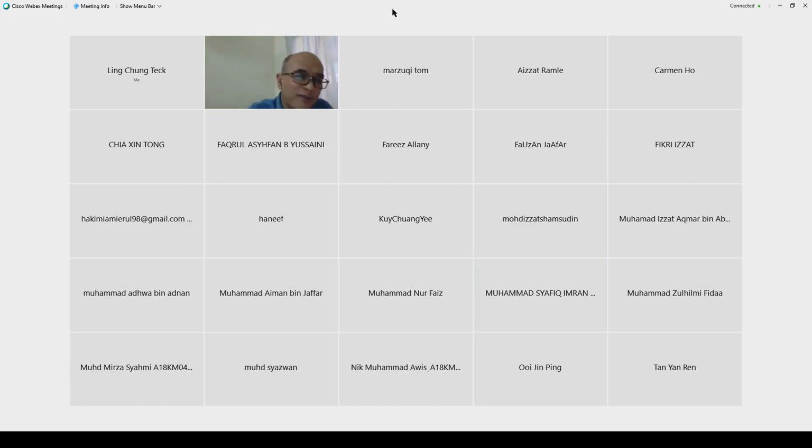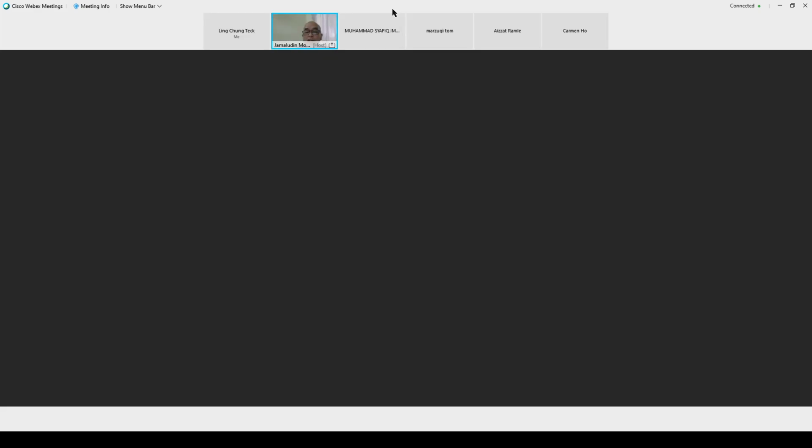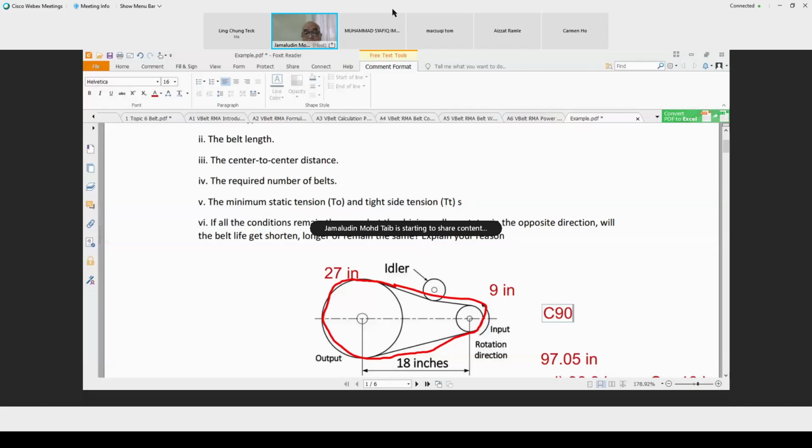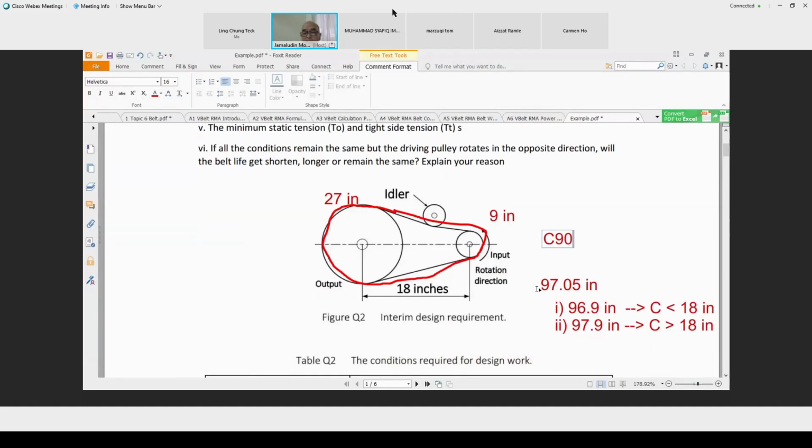If the center to center has to be fixed, the problem is that it depends. If you want it to be fixed, you have to play around with the pulley, besides, like I showed. If, for example, you want to fix this value because of the design constraint, what should you do? Because it's 97.05, it's very difficult. You need to do iteration, because you have to play around with the diameter if you want it to be fixed.